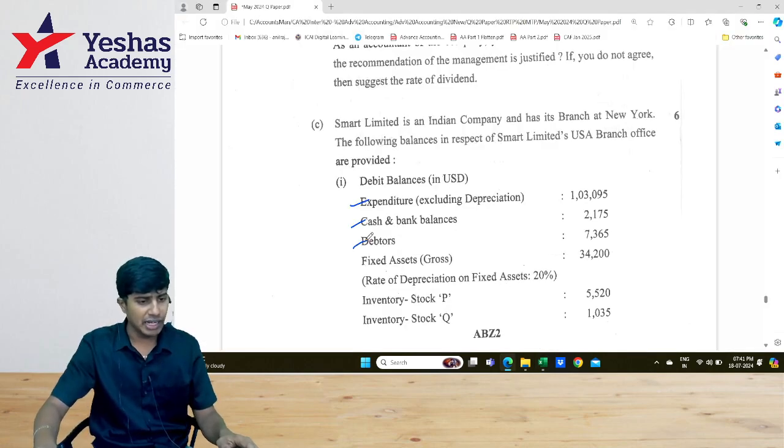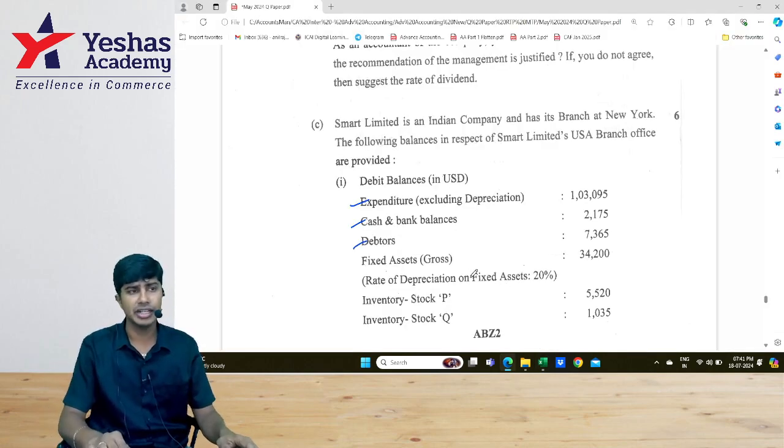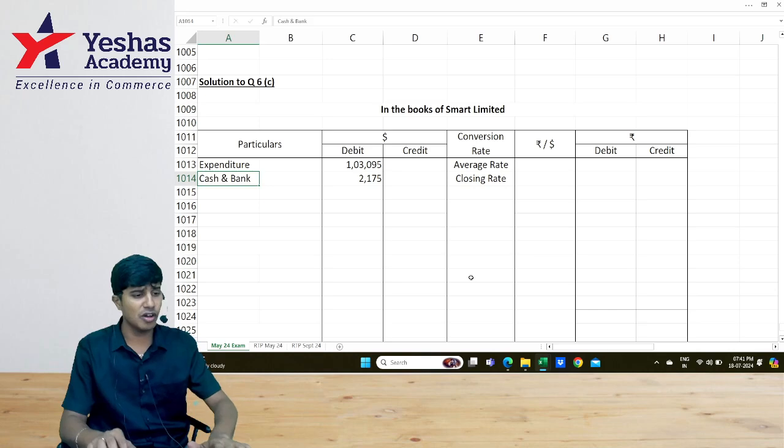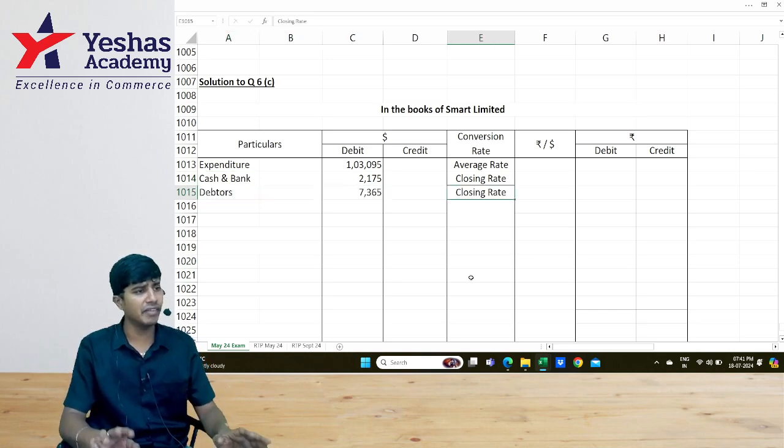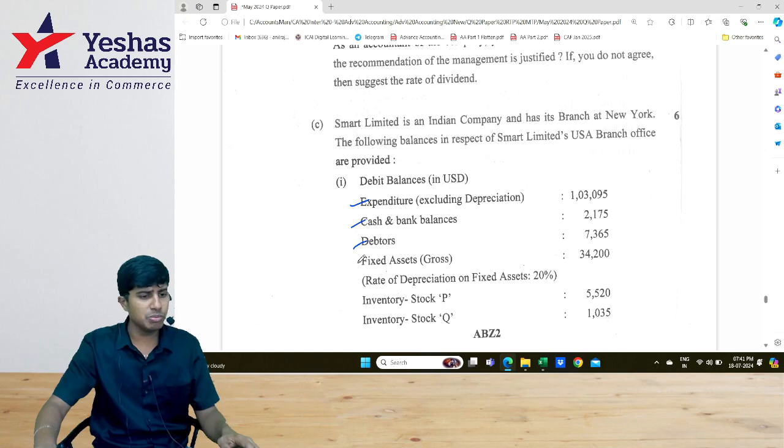After that, we have debtors. Debtors is a monetary item. It has to be translated at what rate? Closing rate. I'll write debtors of 7365 and I'll write closing rate here and wait for it to be converted into Indian rupees later. Then I have with me fixed assets.